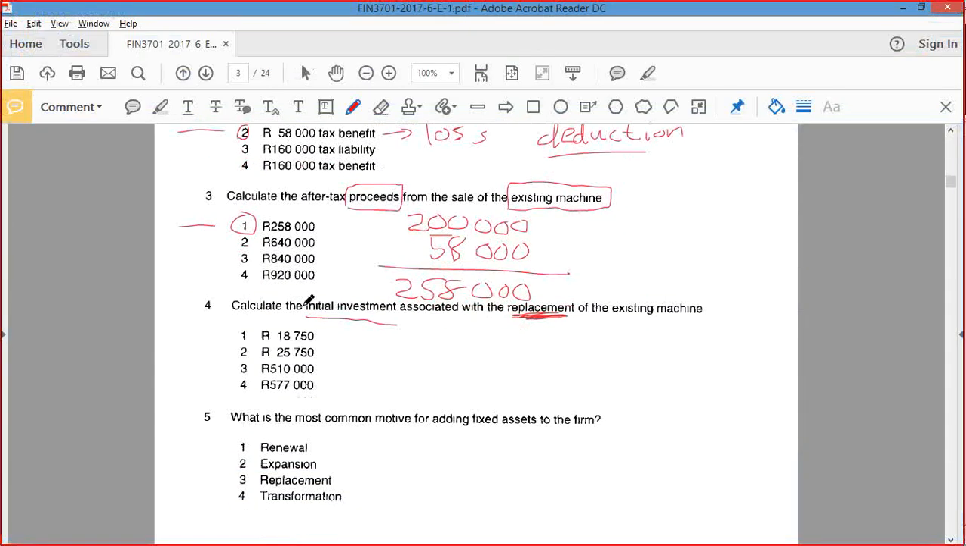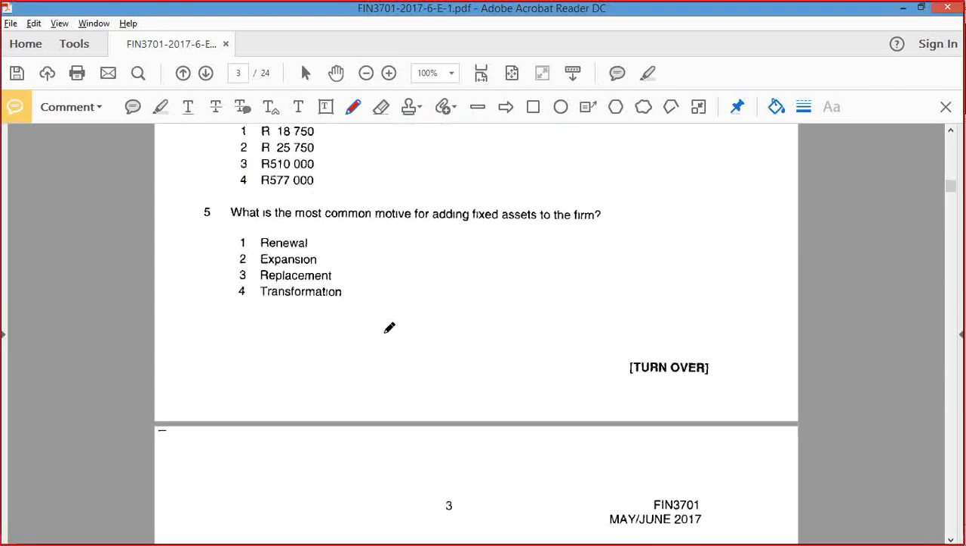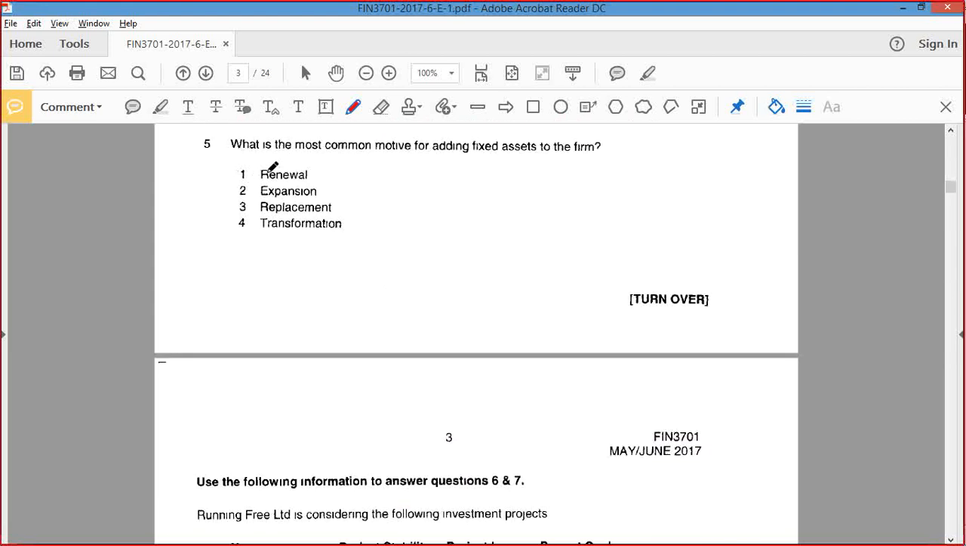Right, let's carry on. We've got new questions coming up. These are separate. They're not related to what we've covered now. This is just theory, so theory should be quite easy to answer. We actually spoke about this. Common motive for adding fixed assets to the firm: expansion, adding to the firm's capacity.